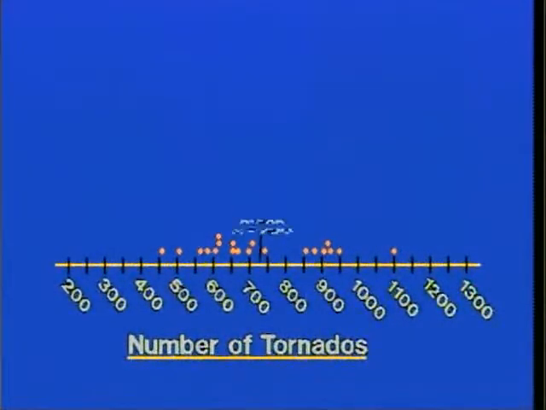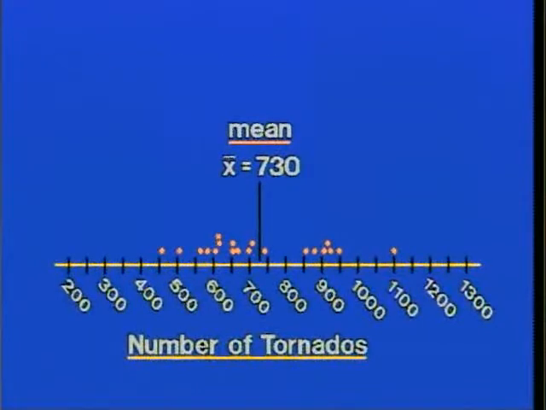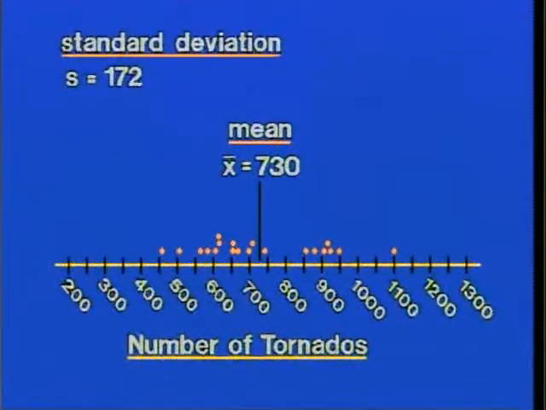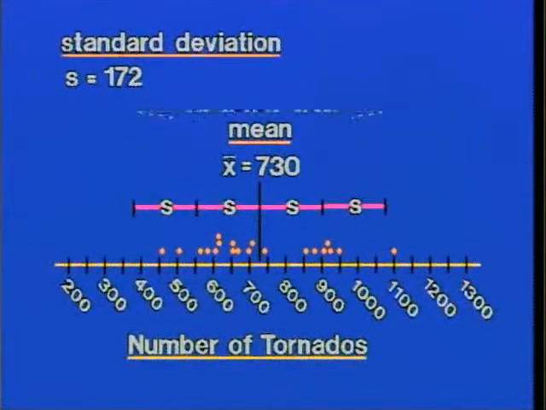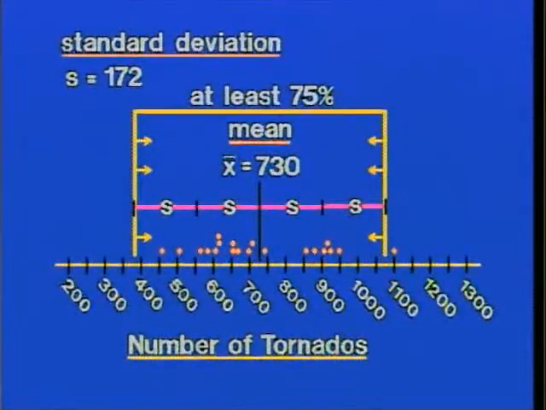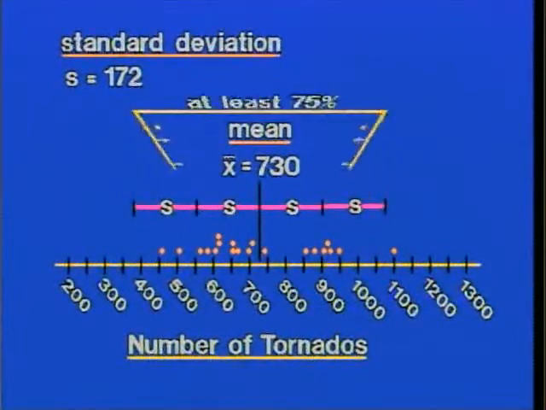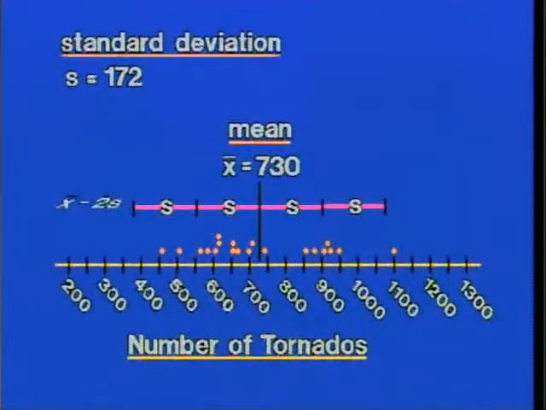And that means for this problem, if we identify the mean as 730 and a standard deviation of 172, that if we go 1 standard deviation on each side, 2 standard deviations on each side, that if we go that distance, we will contain at least 75% of the data values. And now all we need to do is make a little calculation. The calculation is x bar, the mean, minus 2 standard deviations, and on the other side, the mean plus 2 standard deviations.